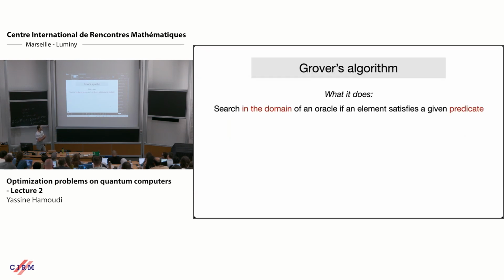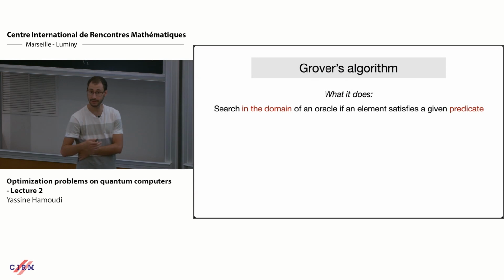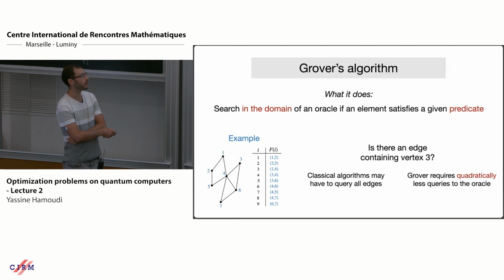What it does is it solves a very general task. It is going to search in the domain of an oracle whether there exists an element that satisfies a predicate of your choice. So it's something that is used to search in the domain of F if some property is satisfied somewhere. Here is an example of a predicate that you could use. Let's say you want to know if there is an edge that contains the vertex number 3. Okay, so there are actually two such edges.